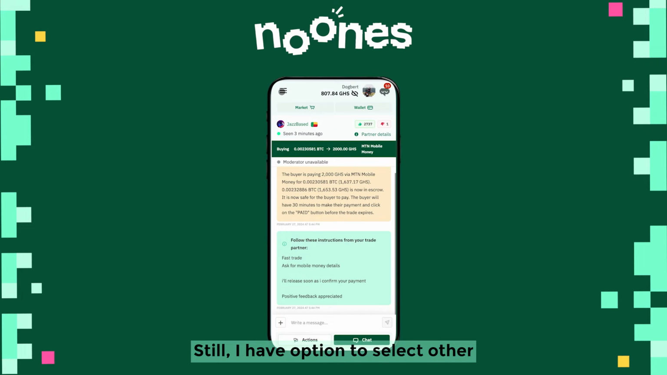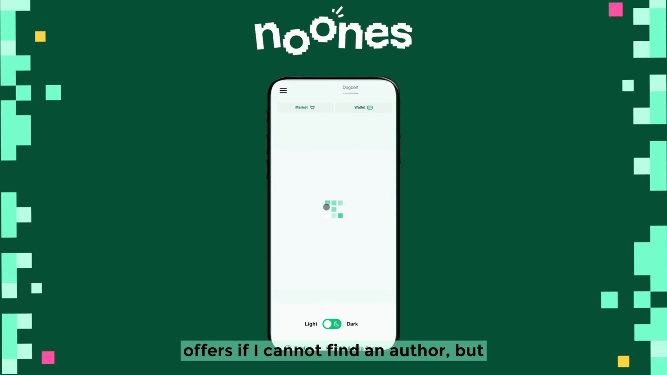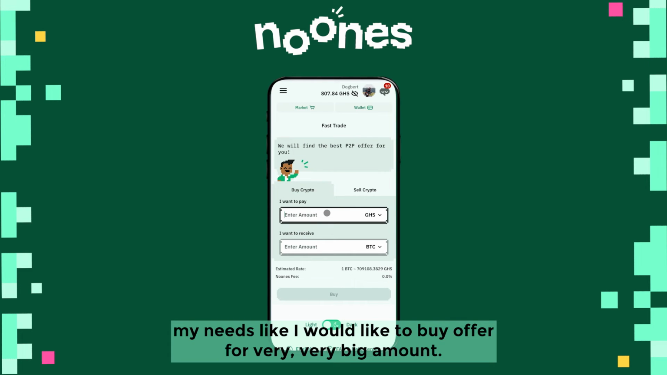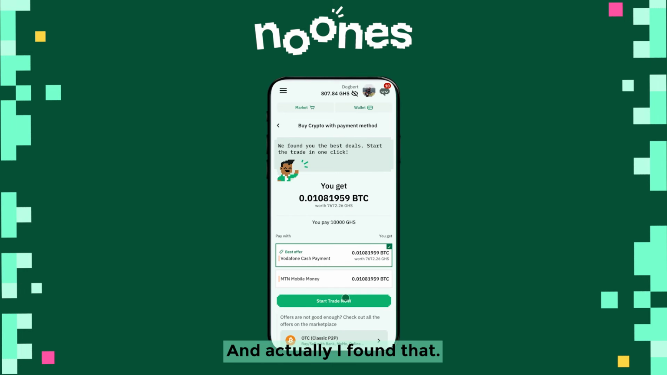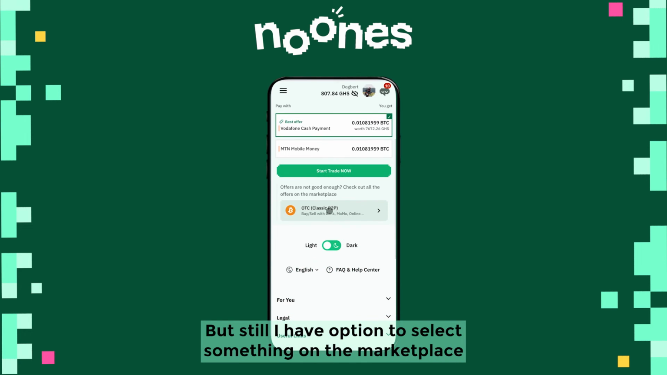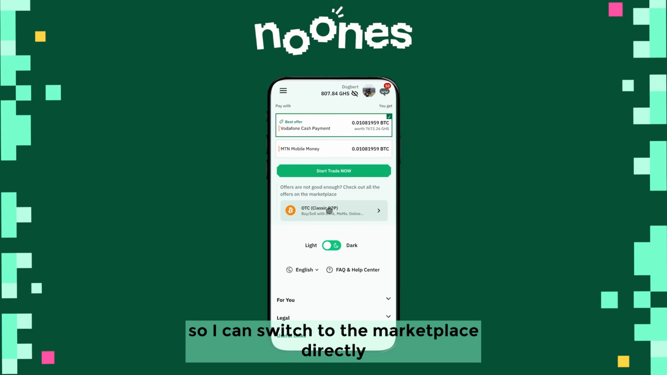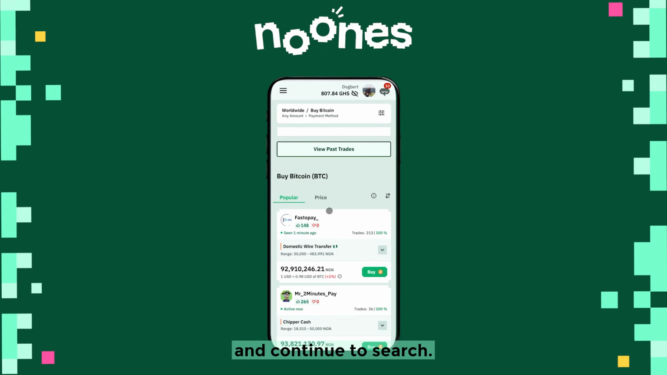Still, I have option to select other offers if I cannot find an offer that suits my needs, like if I would like to find offer for very big amount, and actually I found one, but still I have option to select something on the marketplace, so I can switch to the marketplace directly and continue to search.